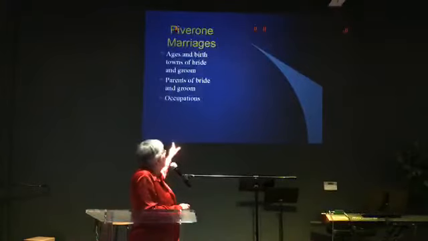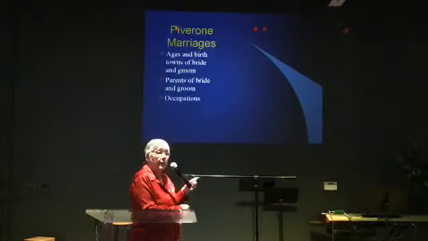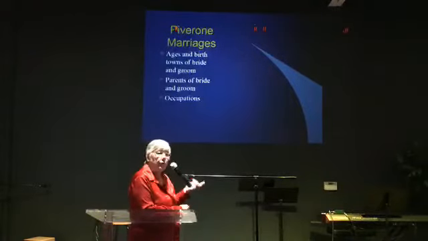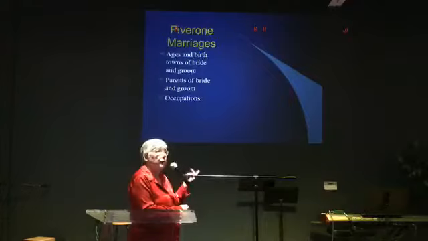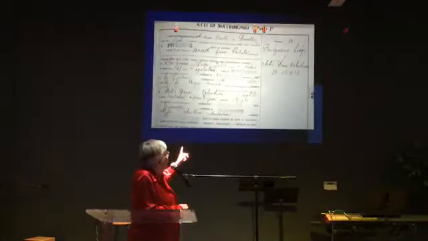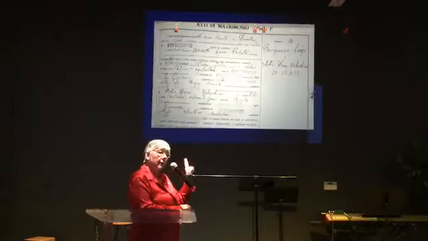The marriage records show the ages of the bride and groom, the towns where they were born, and the names of their parents, and also show the occupations. And it also shows if their parents are living or dead. So this marriage record is from Luigi Pavignano, and he married Valentina Attistana. It's a double surname.